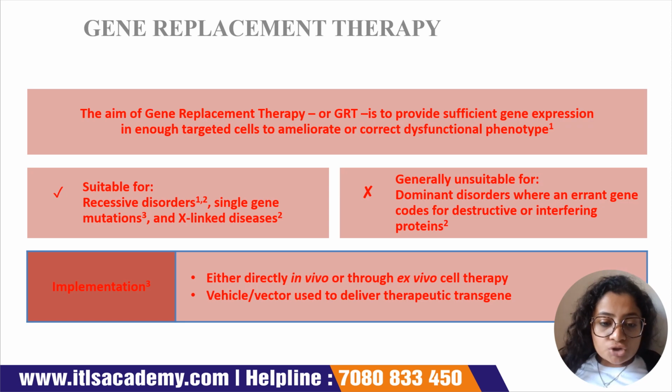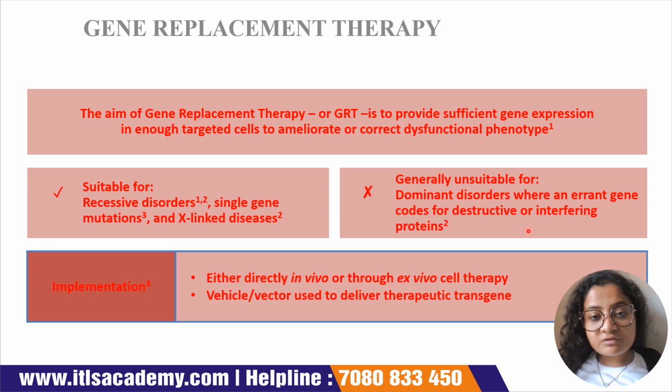Moving forward, the aim of gene replacement therapy, or GRT, is to provide sufficient gene expression in enough targeted cells to ameliorate or correct the dysfunctional phenotype. Means to correct the phenotype means the dysfunctional protein, the dysfunctional hormone or enzyme which is causing the disease. So gene replacement therapy will be suitable for recessive disorders, single gene mutations, and X-linked diseases. Okay, X-linked diseases like we have sickle cell anemia, we have hemophilia, we have thalassemia. Okay, and recessive disorders means only one copy will not be enough to produce the disease. Both the copies of the genes, both the alleles need to be defective.